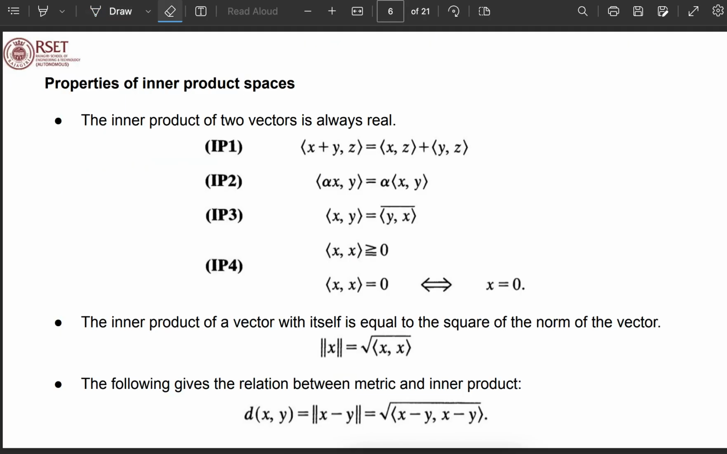Now let's check the next property. Inner product x, y is equal to inner product y, x, the whole conjugate.